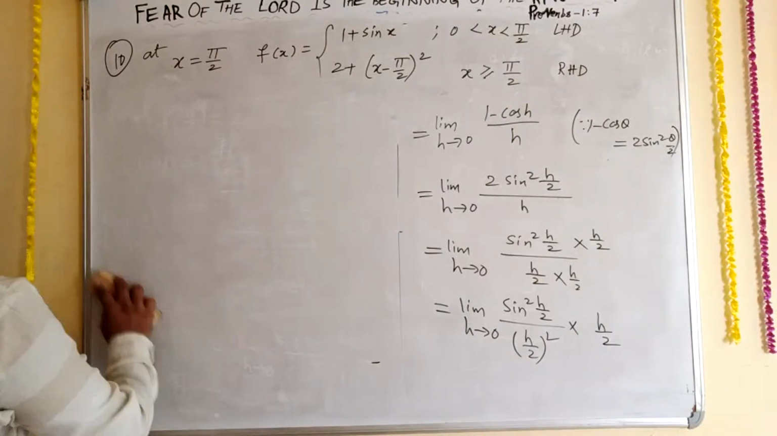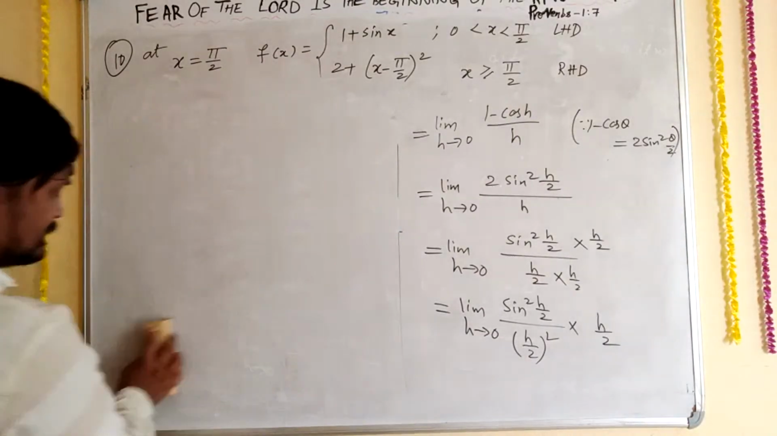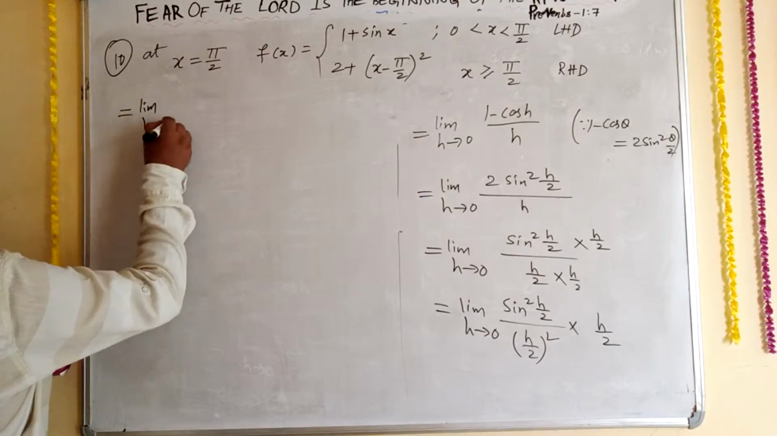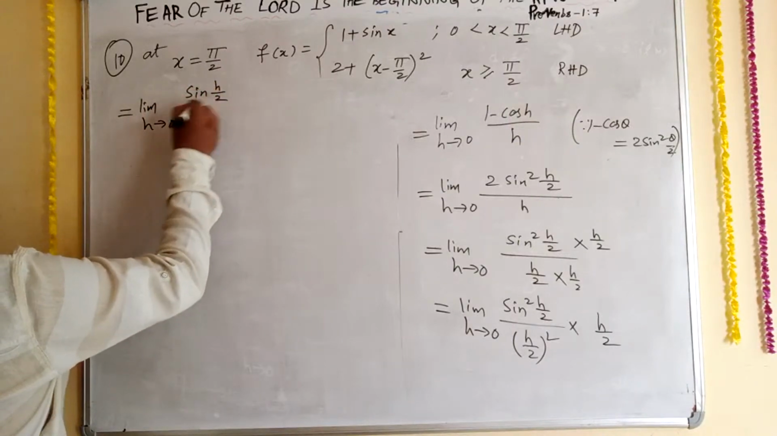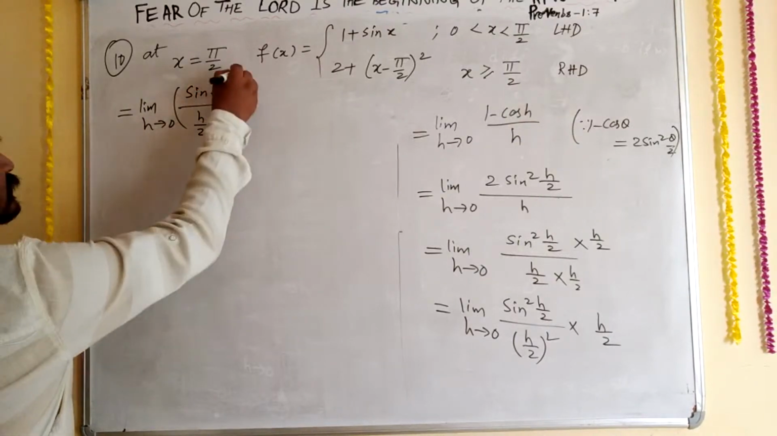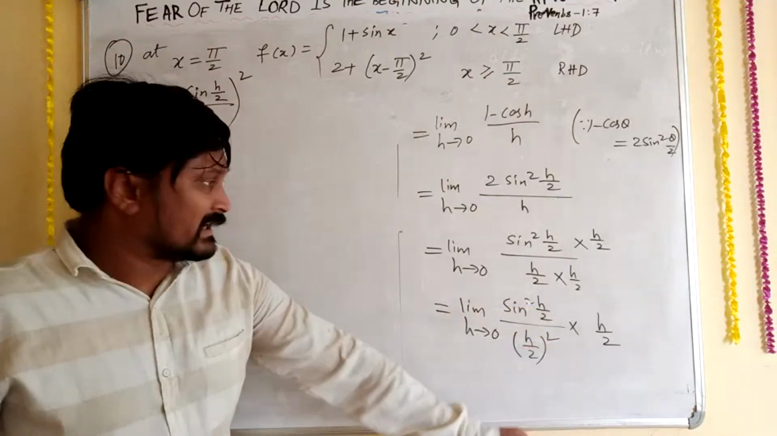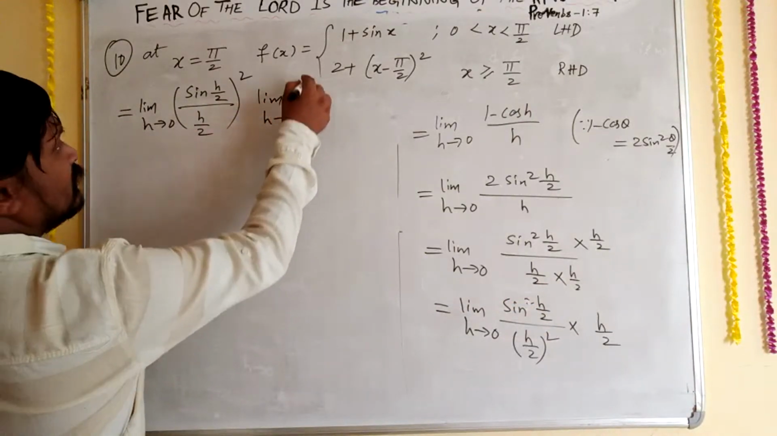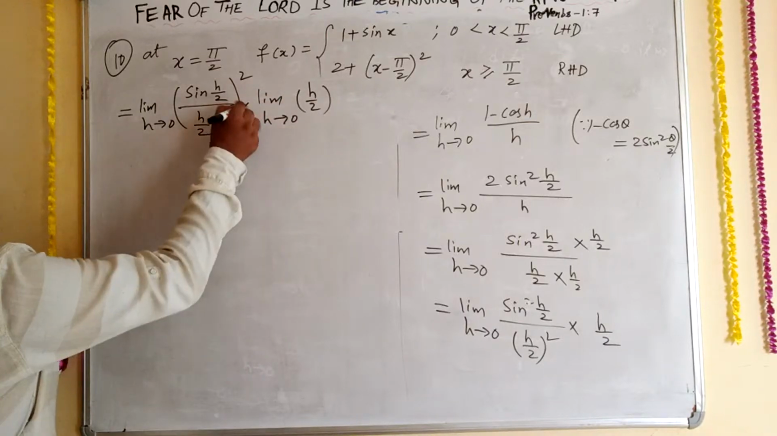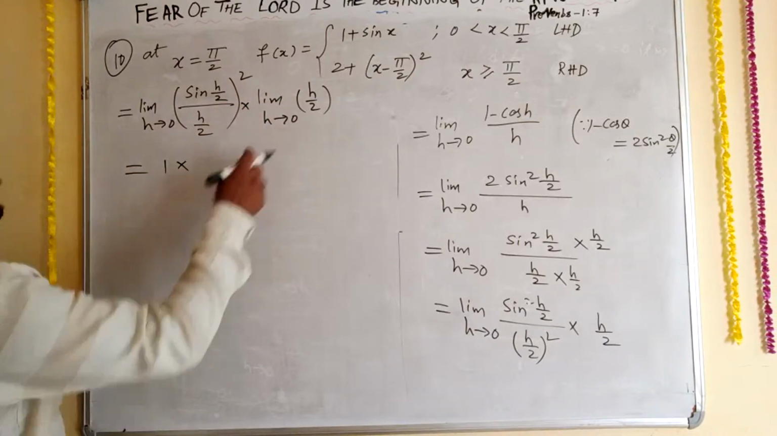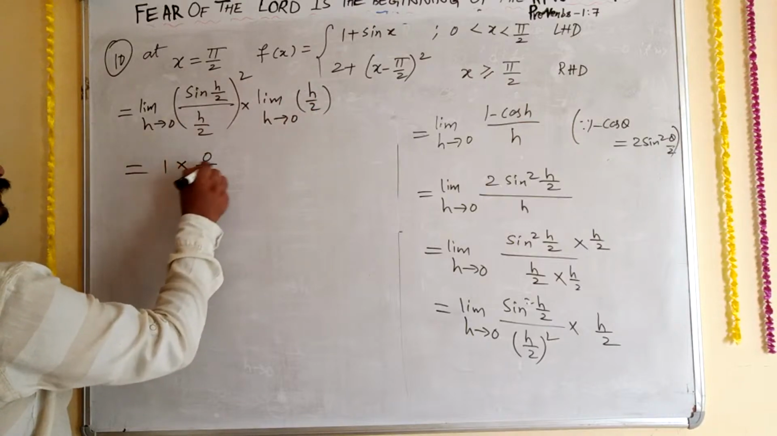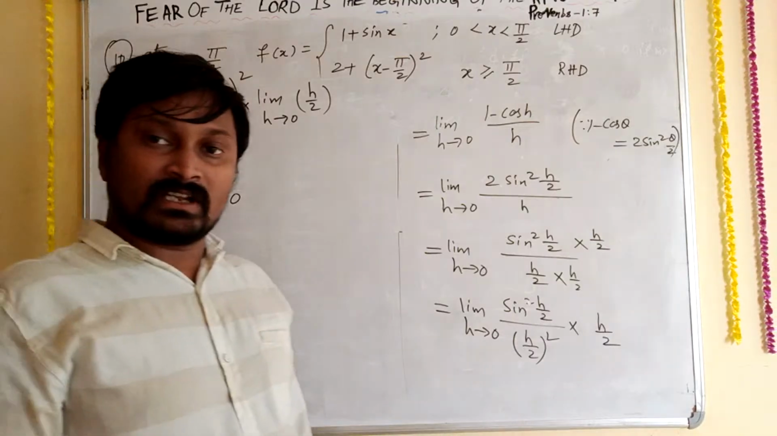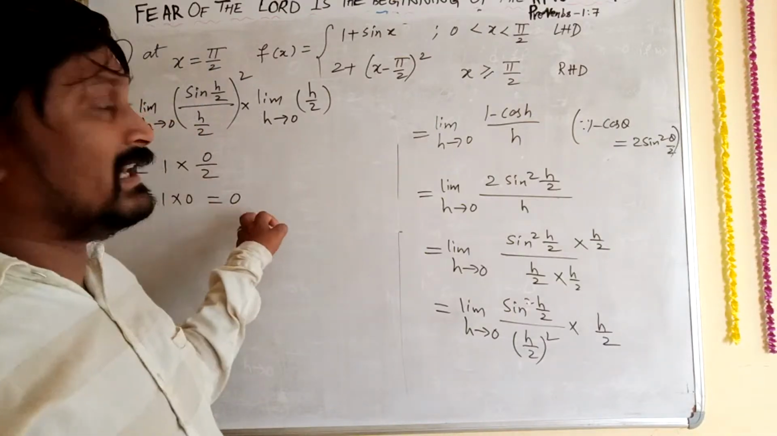So in offline you will be available for your notes purpose, this solve. So now here, that is equal to limit h tends to 0 sine h upon 2 upon h upon 2 whole square. This first one. Second one, limit h tends to 0 h upon 2. So now what will happen? This becomes 1 into, then here we need to substitute 0 upon 2, that is 1 into 0, that is nothing but 0. Clear now? So now we got LHD.